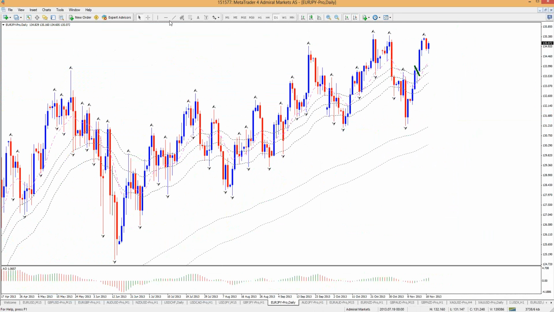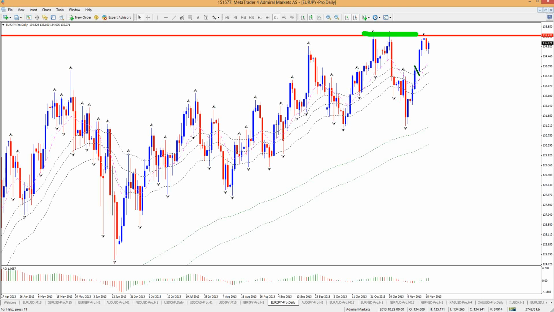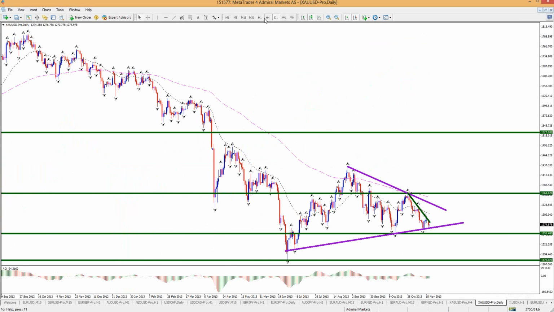Euro yen is also looking bullish, but I wouldn't touch this for the moment because we're right at a potential triple top. So we want to be very careful with that. I would call that a filter for the moment. Let's be careful with that.